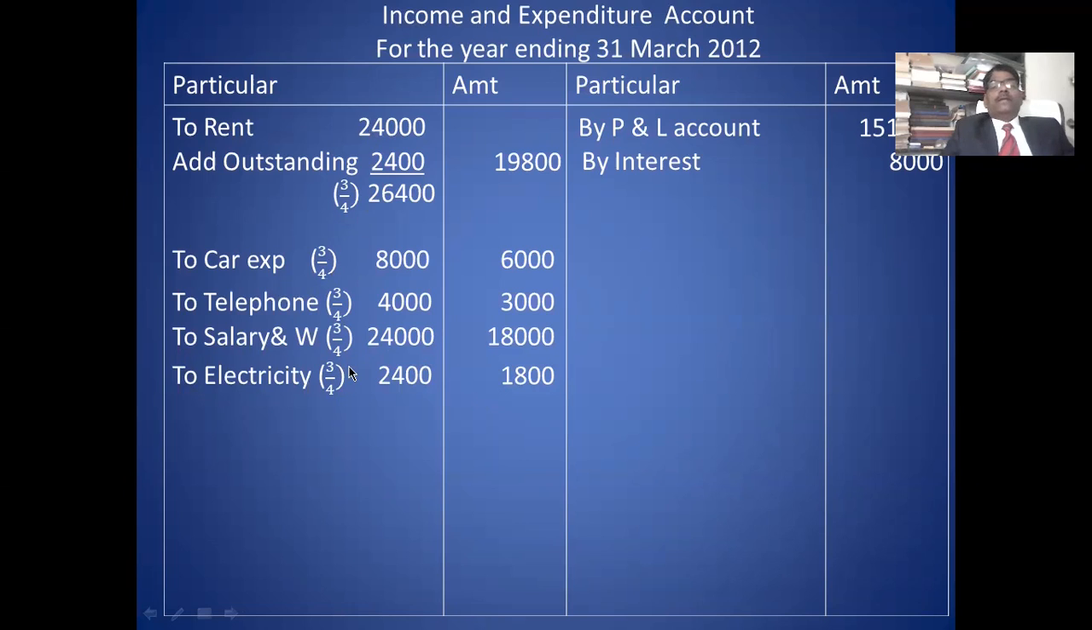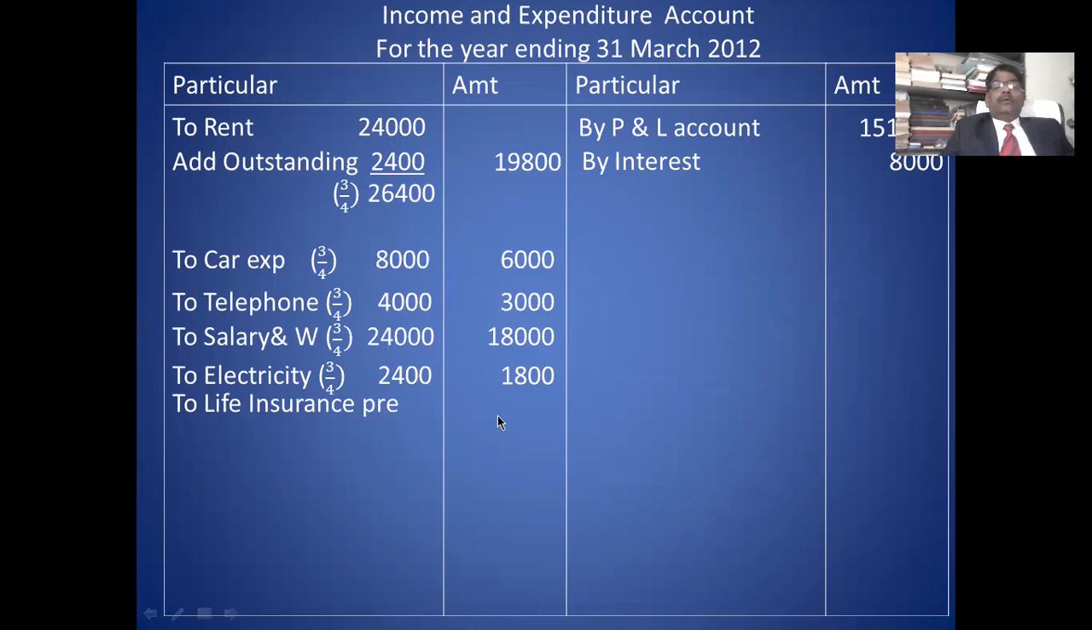1, 2, 3, 4, 5. These 5 expenses are common. Out of these 5 expenses, 1/4 is taken in the profession, that is in the P&L account. Remaining 3/4 is taken in the income and expenditure. Clear? Then you take the remaining expense of household expenses.